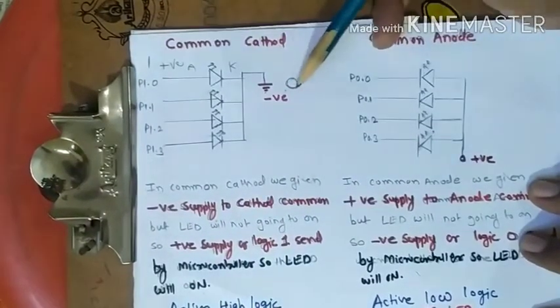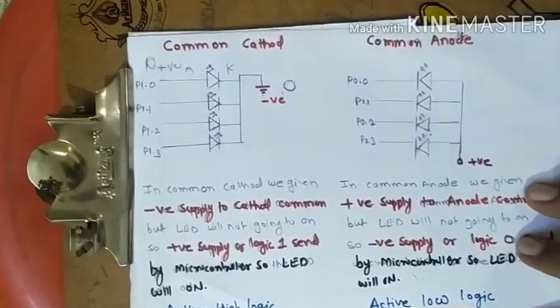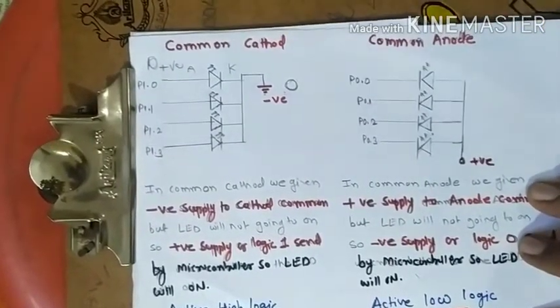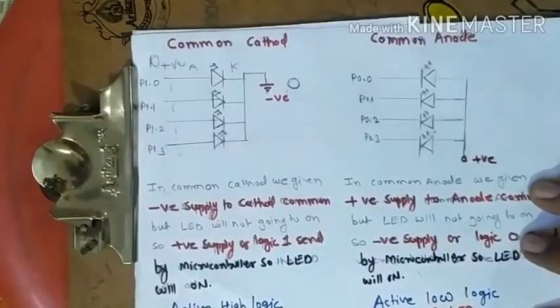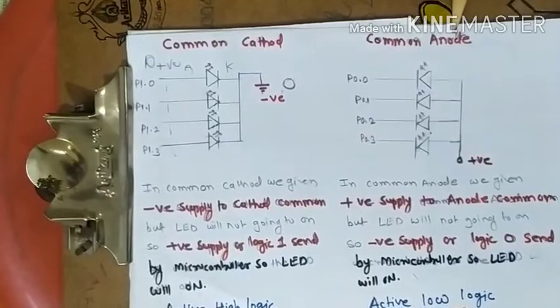Why? Because we have already given 0. If we again give 0 here, the LED will not glow. When will the LED glow? When we put logic 1, 1, 1, 1. So it is the same case here with common anode.